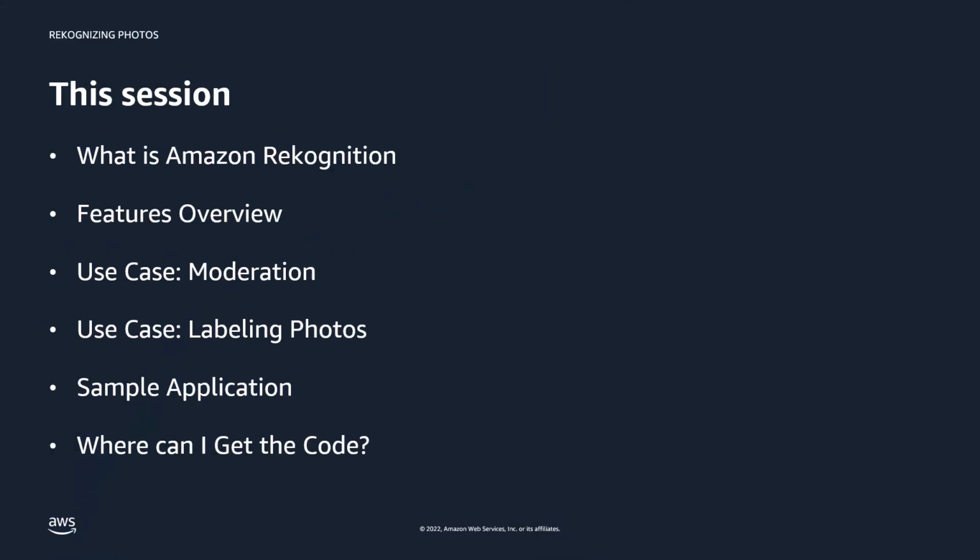This is the agenda for the session. We're going to start off with an overview of what Rekognition is and the feature set that's available today for you as a developer to use in your custom apps. We're going to dive into a couple of use cases that I've used to build a sample application and a little bit of a discussion about why those features might be important to you. After that, we're going to jump into the code and see the features in use, and then we'll wrap it all up with where you can get access to the code so you don't have to transcribe my code from the slides and use it as a basis of your application.